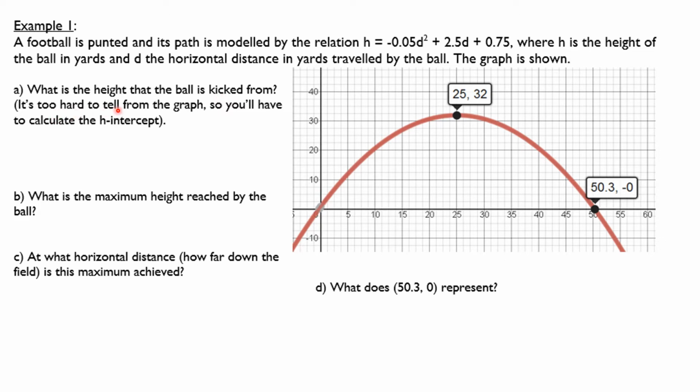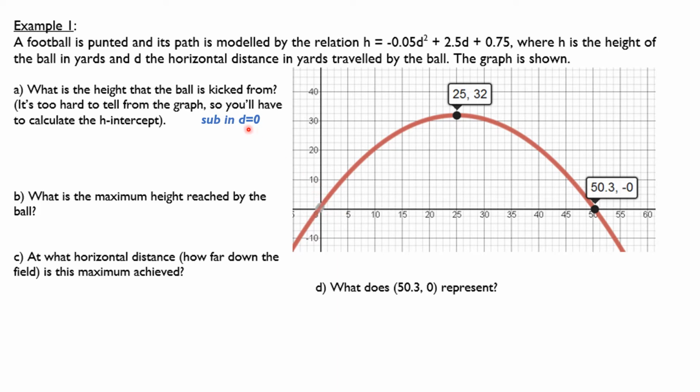It's too hard to tell from the graph, so we'll calculate the h-intercept. It almost looks like 0, 0 right here. So when the ball is kicked, our horizontal distance is 0. So there's no horizontal distance. This is the beginning of this modeling here. So what is the height when there's no horizontal distance yet?